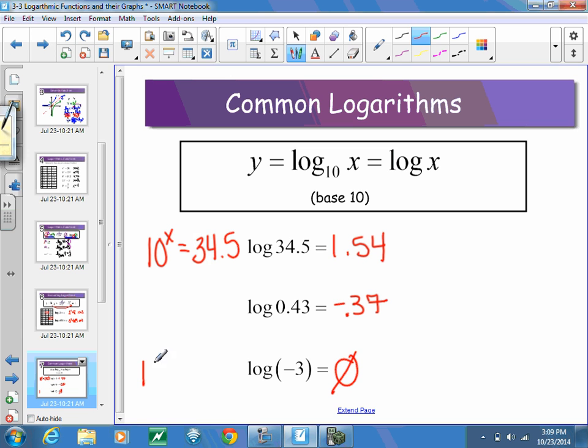I'm saying here, 10 to what power gives me negative 3? Well, here's the thing. With logarithms, when you have a base of 10, 10 to any power will never give me negative 3. The only time that would ever work is if I had a negative 10 to the power of x. But here we're working with a base 10. We cannot take the logarithm of a negative number. It just does not work.